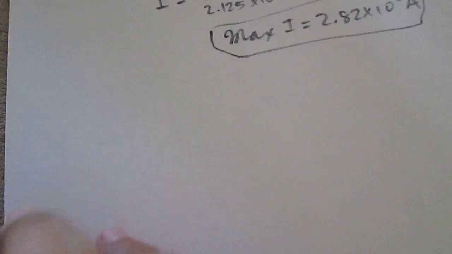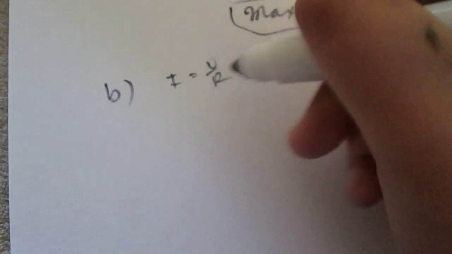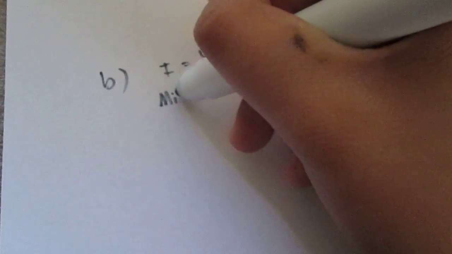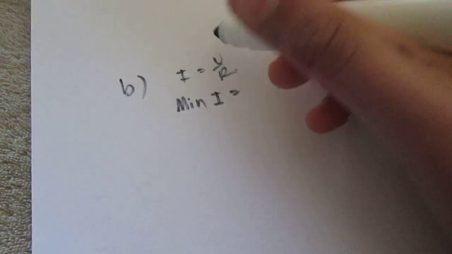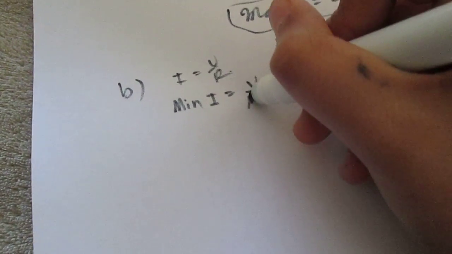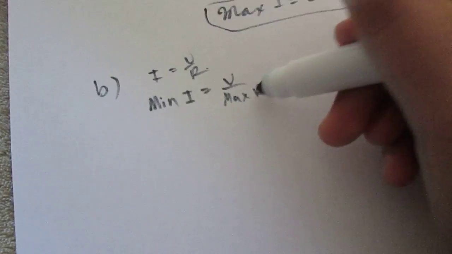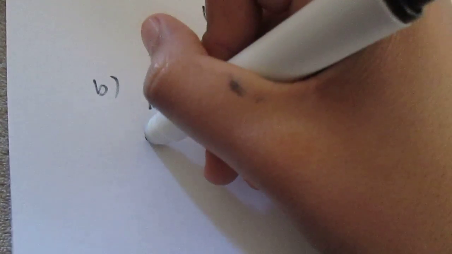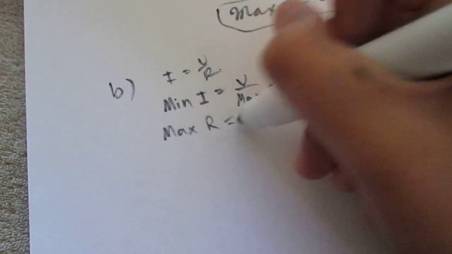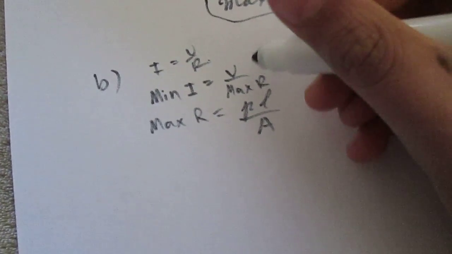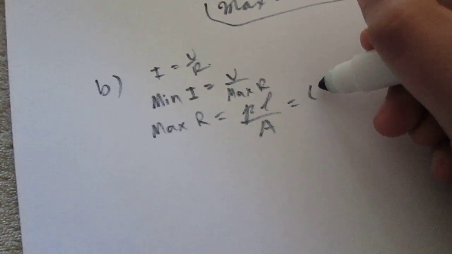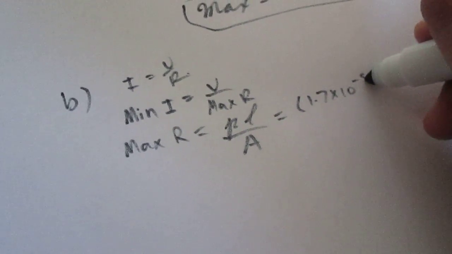Alright, so now in part B, it's asking for the minimum current. So I is V over R. For the minimum current, we need the maximum resistance in the denominator. So it's going to be voltage over maximum resistance. So we need to solve for this maximum resistance. So the max resistance is the resistivity times length over area. Once again, we know the resistivity is 1.7 times 10 to the negative 8.